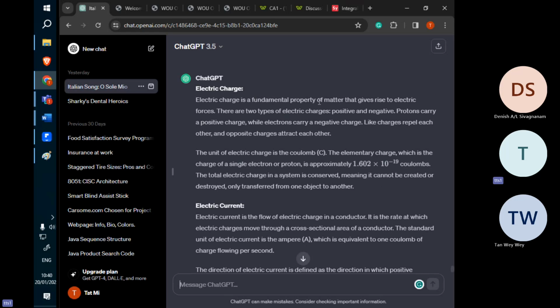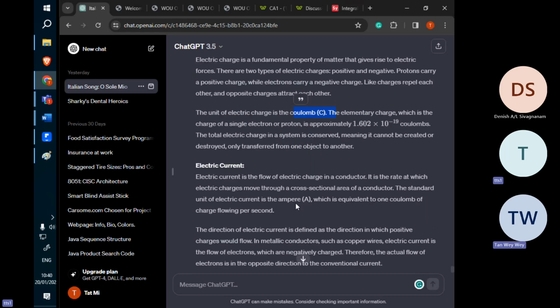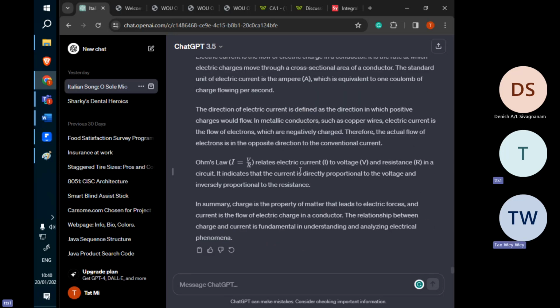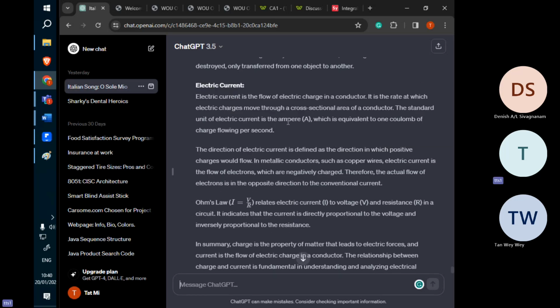Yeah, I think I see something very important here. It says that electric charge is a fundamental property. We have two types of charges, positive and negative, proton and electron. To measure the charge, the unit of charge is the coulomb. The current, ampere, is defined by how many charges flow through in 1 second. The current is equivalent to 1 coulomb of charge flowing per second.